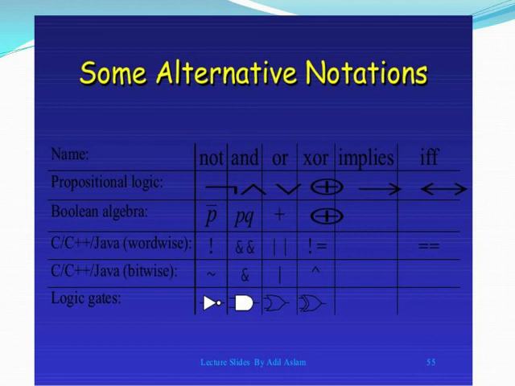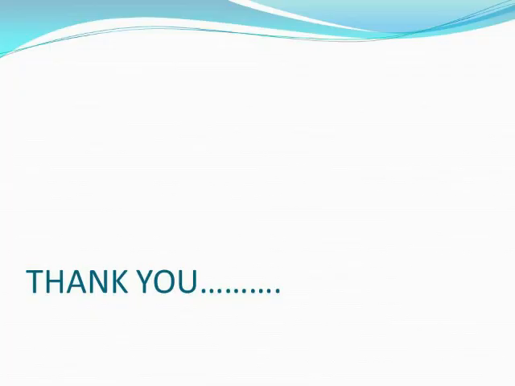Now some alternative notations. Here in this table, this is just for your information. The same concept, not, and, or, implies, if and only if, can be represented in many ways in propositional logic, Boolean algebra, and in C, C++, Java, logic gates. The same concepts are represented using different notations. In logic gates, the same concepts are represented using gates. We all know about this. Just have a look. Okay, thus we will wind up this session.